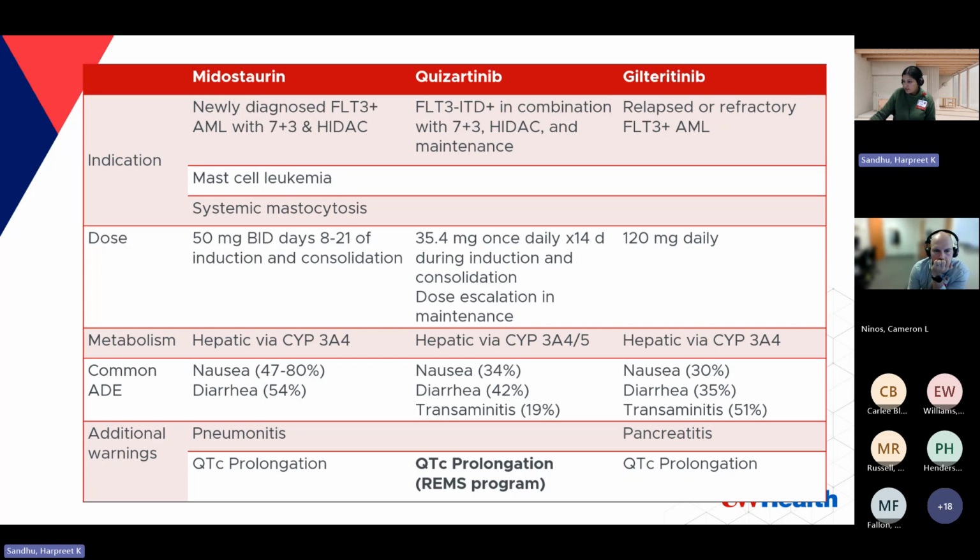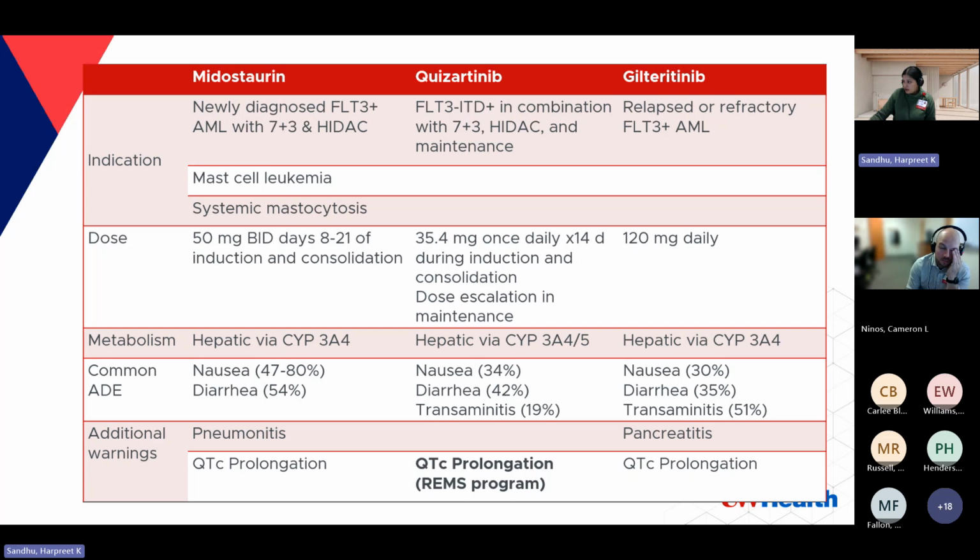in the maintenance setting. This one, again, is hepatically metabolized, carries similar GI toxicities, but also an additional risk for transaminitis. There is a significant risk for QTc prolongation, and so there is a REMS program associated with this drug for QT prolongation. Gilteritinib, approved for use for relapsed or refractory FLT3 positive AML.